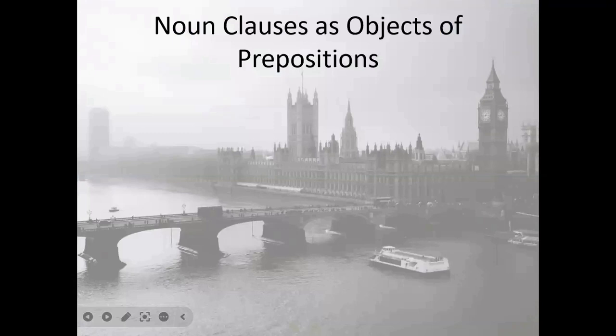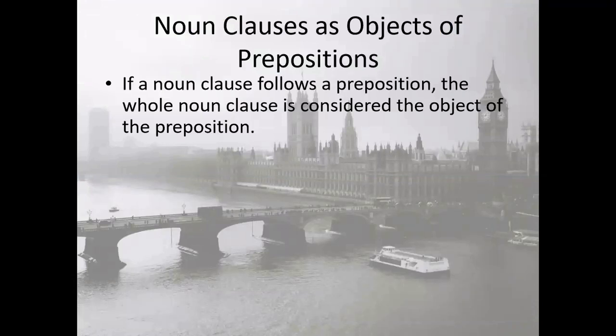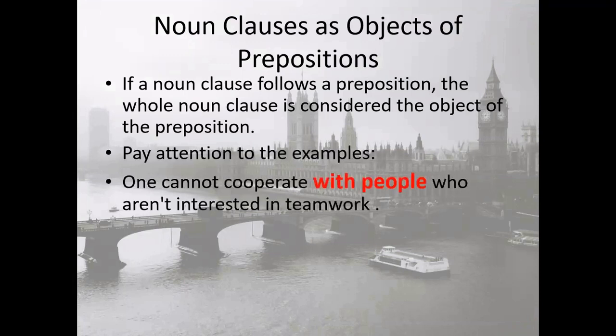Now, noun clauses as object of preposition. If a noun clause follows a preposition, the whole noun clause is considered the object of the preposition. See the example: one cannot cooperate with people... It will start as regular with the help of a subordinating conjunction and fulfill all the requirements of a sentence. But before this, you can observe the preposition must be there, like "with people." So this is basically the example of object of preposition.